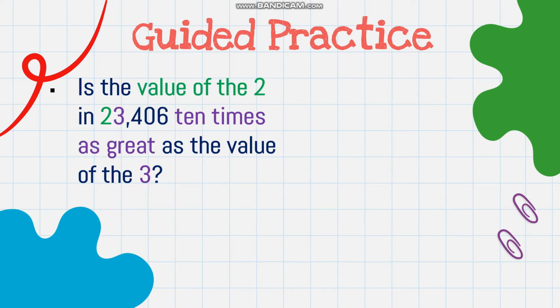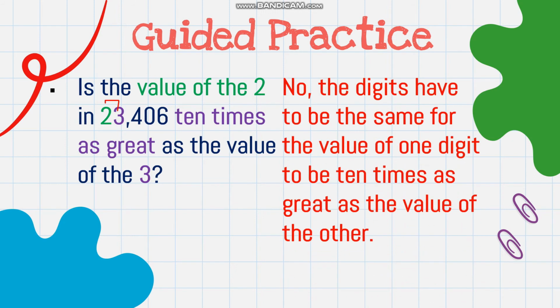Next, is the value of the 2 in 23,406 10 times as great as the value of the 3? So as you can see, you are comparing these two digits. So the answer is no. Why? Because the digits have to be the same for the value of one digit to be 10 times as great as the value of the other. So since 2 and 3 are not the same digit, they are not 10 times as great as the value of the other digit.